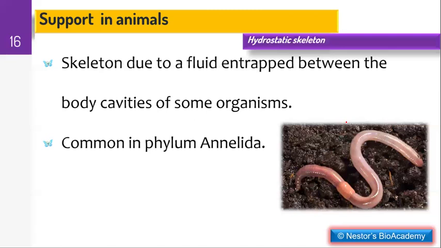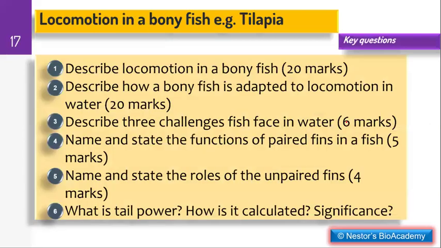Now over to locomotion in a bony fish. There's need for us to be able to review locomotion in a bony fish. How do the fishes locomote? So the very key questions that you need to understand here are the following. We can ask you to describe locomotion in a bony fish for 20 marks. We can also ask you to describe how a bony fish is adapted to locomotion in water. We can also ask you to describe the main challenges that fish face in water.